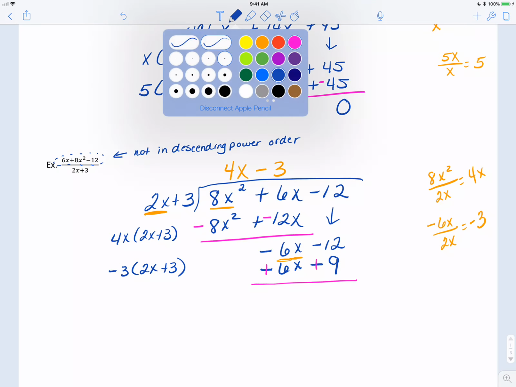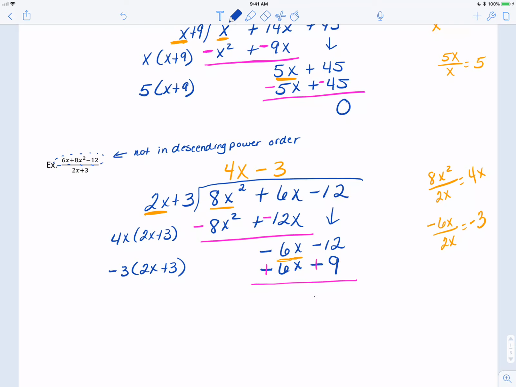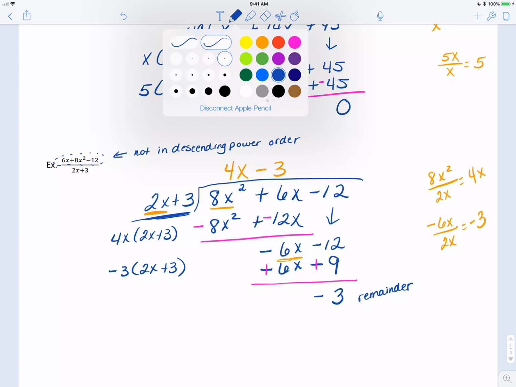Then this one did not come out to be 0. We have negative 3 left over. Okay, so this is a remainder. And the remainder always goes over whatever you're multiplying by or dividing by.